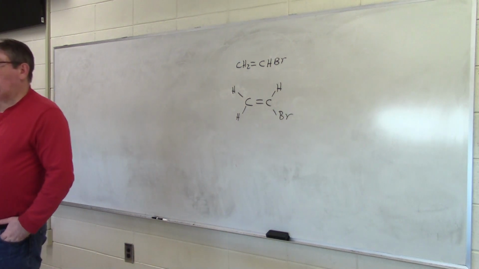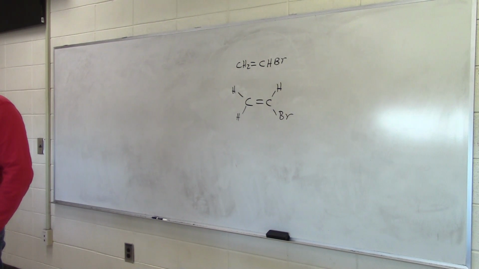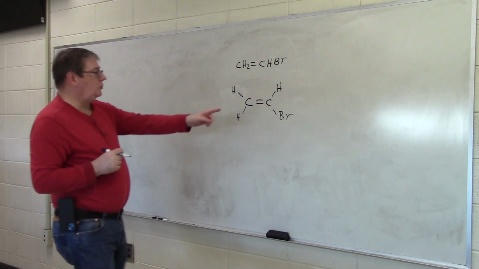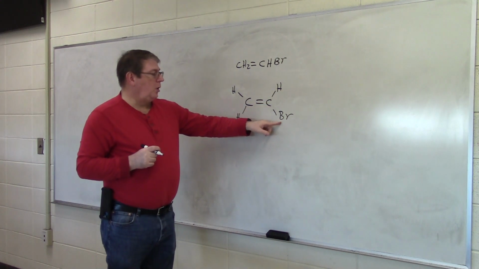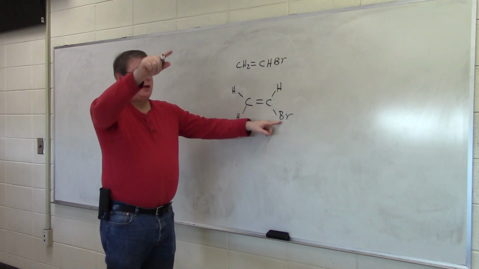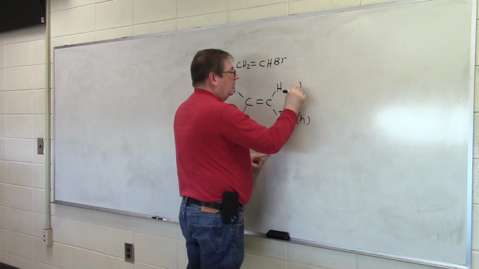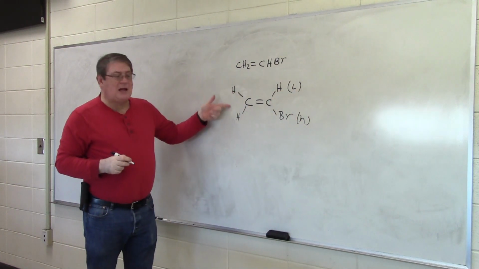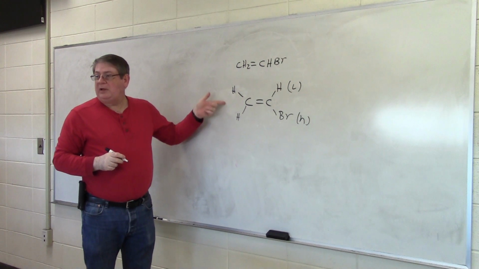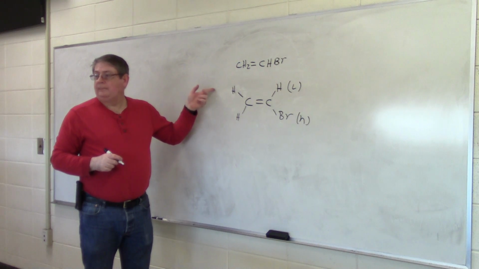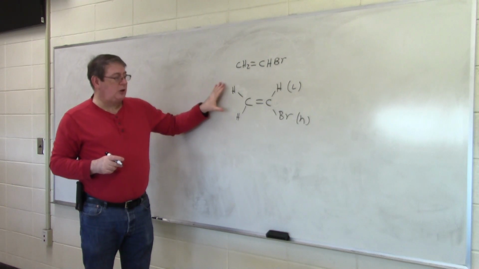So when we're trying to determine if something is E or Z, we have to determine priorities on the carbons, right? Well, I can determine priorities here. Bromine is clearly higher atomic number than hydrogen, right? So this is going to be high priority. This is going to be low priority. But I can't assign priorities on the other carbon because hydrogen and hydrogen are the same. So this cannot be an E or Z alkene. It can only exist in this structure.